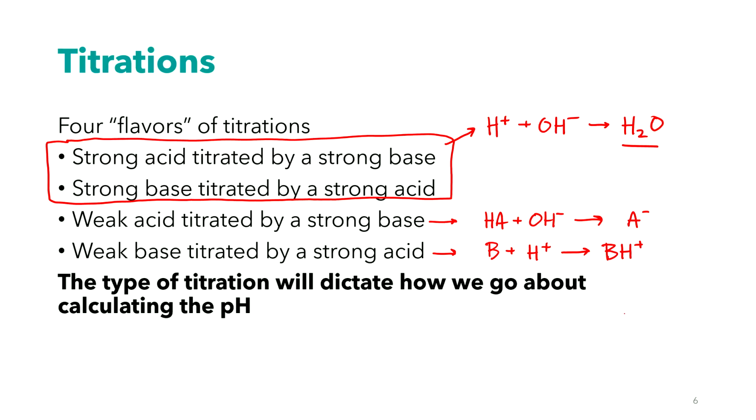When it's strong, we're just making water, and we don't have to think about that, because it's just going to be a pH of 7. But in these weak acid, weak base titrations, I am making something that is then going to have an impact on my pH, and I have to be aware of it. We're going to start off with these two simpler strong acid, strong base titrations first. All right.